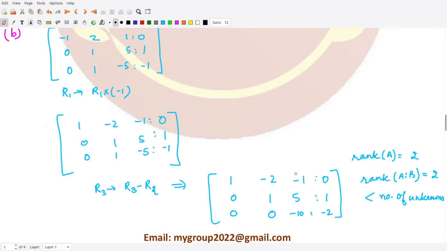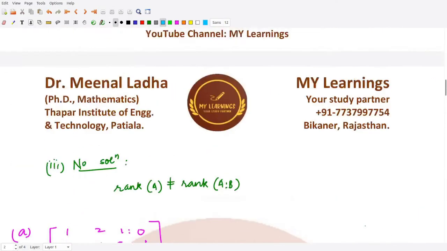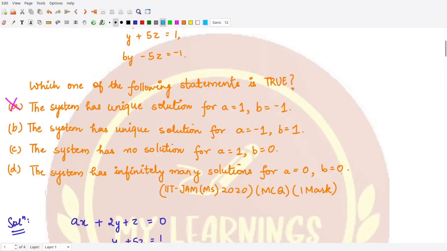Why? Because in this case we have 3 non-zero rows, so the rank here is 3, and it is then equal to the number of unknowns, which is 3, right? So we have a unique solution in this case. So if we have a unique solution in this B part, that means this option is correct, B option is correct. They are asking for unique solution for these cases, right?